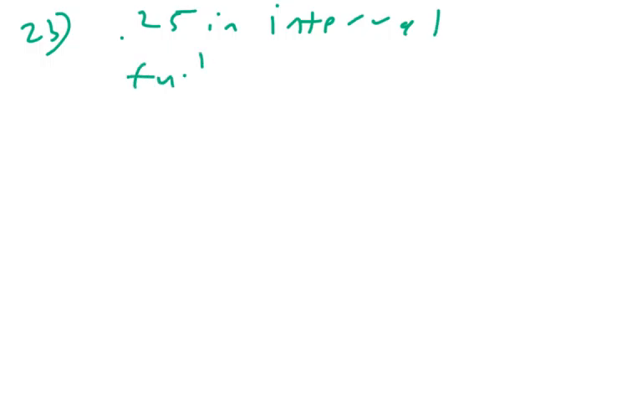In problem number 23, 0.25 is in the interval, which means that I'm going to fail to reject at the 0.05 level.